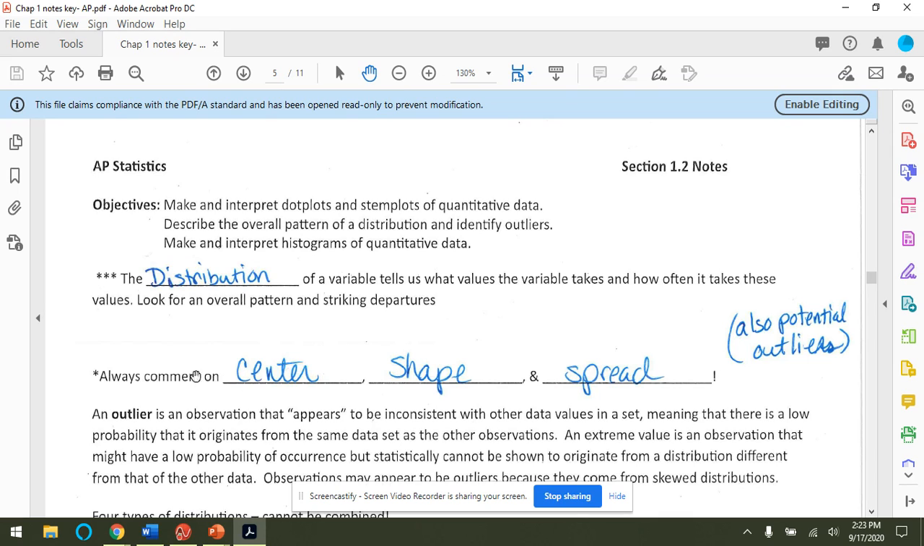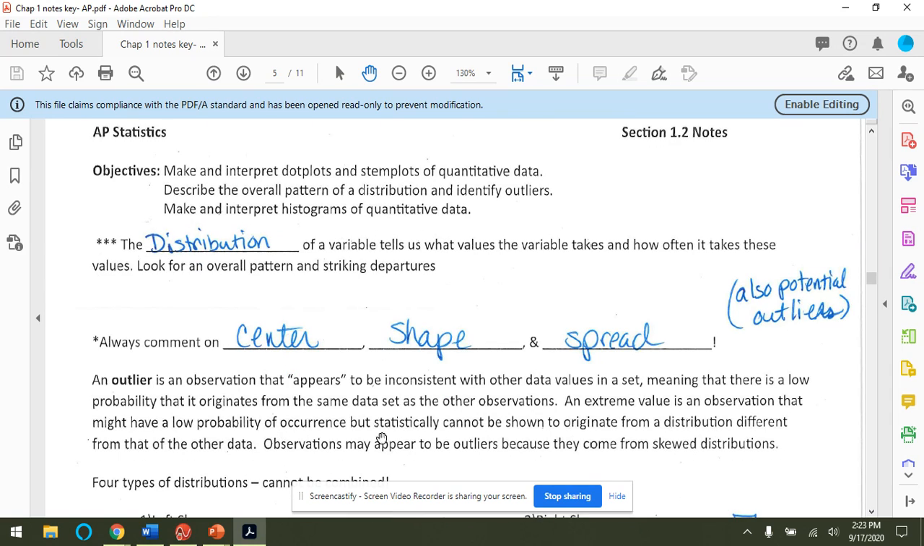Okay, when you have a distribution and they ask you to describe a distribution, you are required to comment on the center of the graph or the distribution, the shape of the distribution, and the spread of the distribution every single time. It must include all three. You also need to talk about potential outliers. We know that an outlier is an observation that appears to be inconsistent. It can be an extremely high value or an extremely low value, depending on what we have.